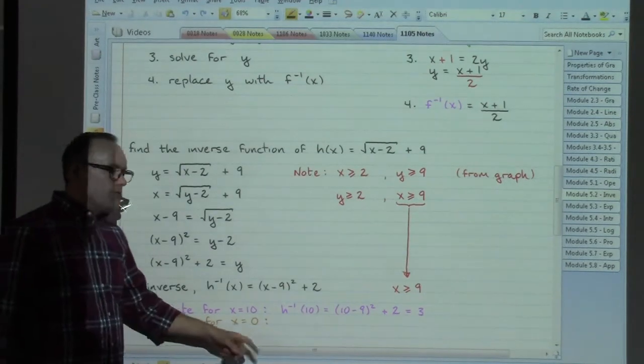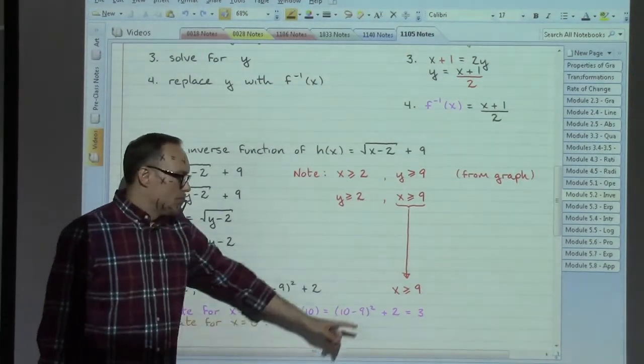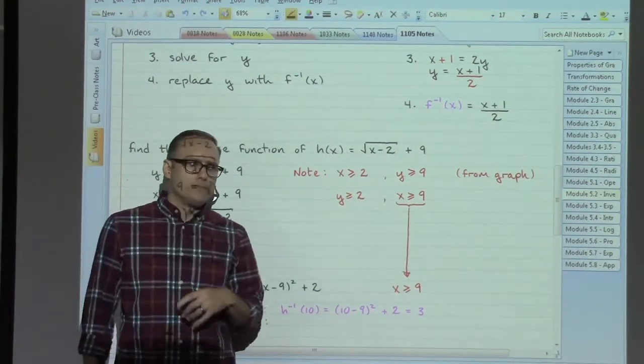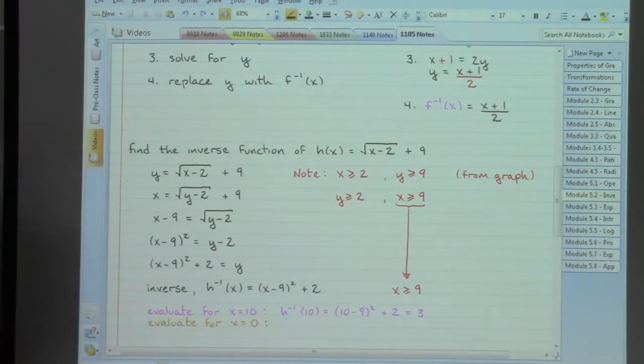Okay, now evaluate the function for x equals 0. Is 0 greater than or equal to 9? No, it's not. We're not allowed to do that.